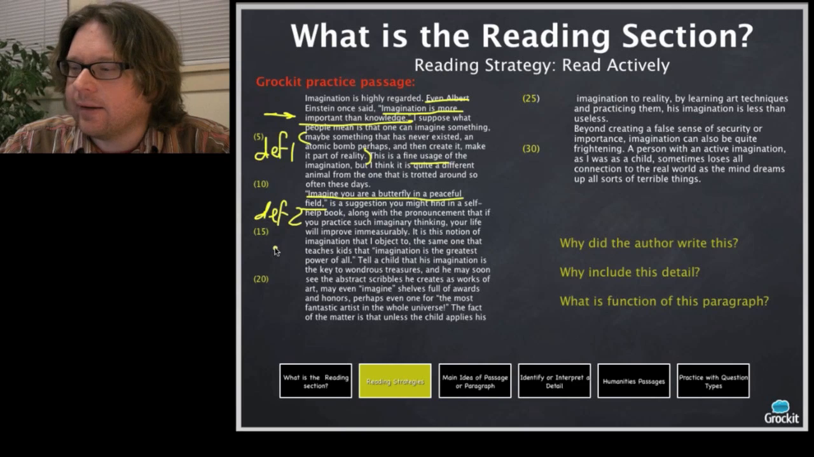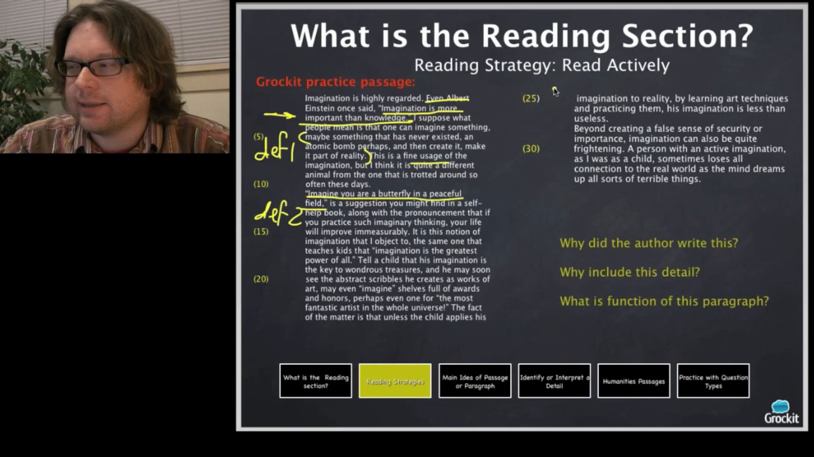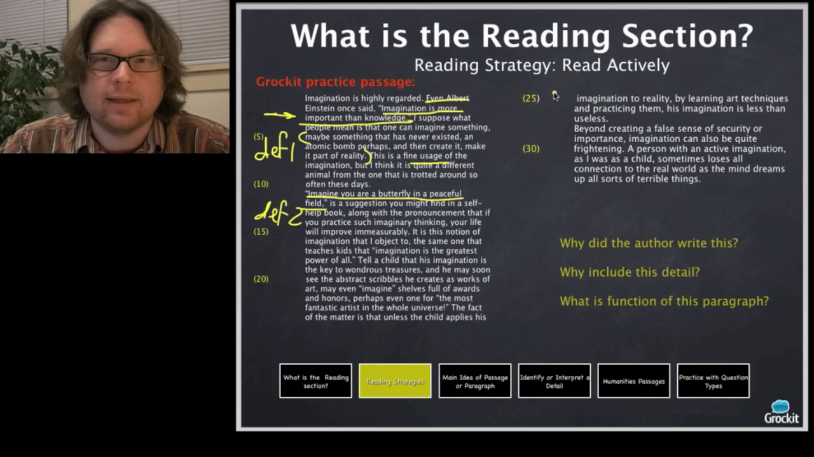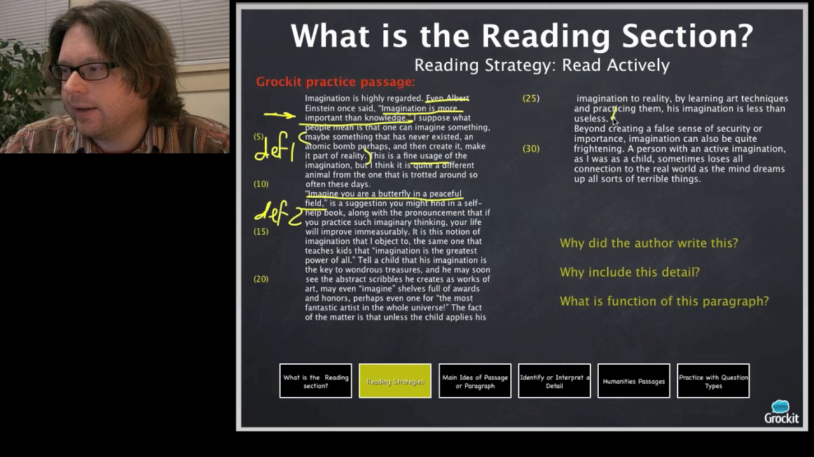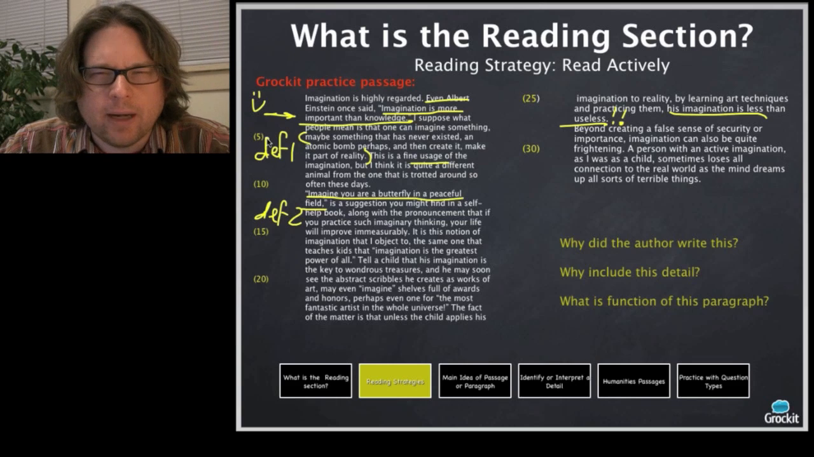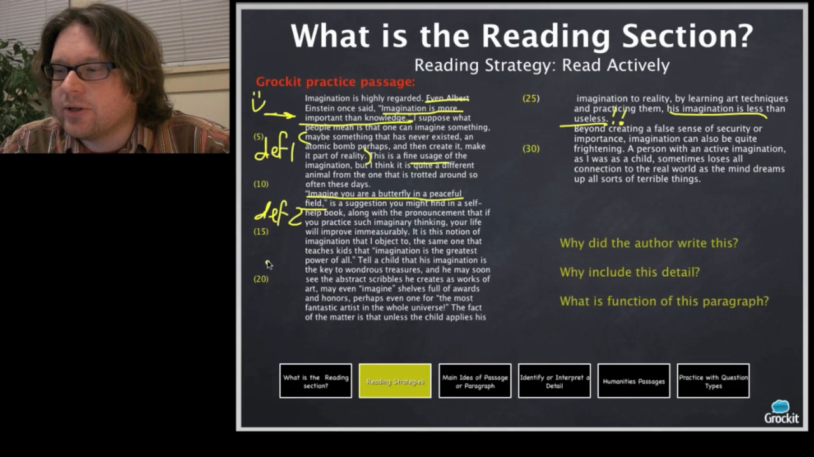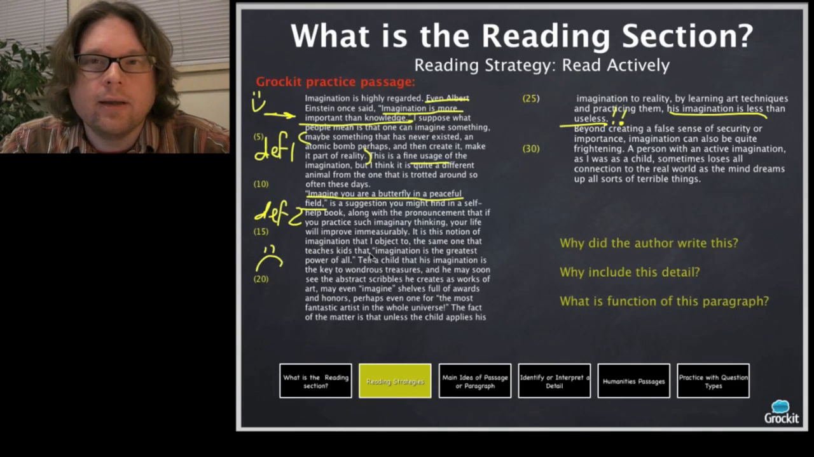The fact of the matter is that unless the child applies his imagination to reality by learning art techniques and practicing them, his imagination is less than useless. Oh my gosh, exclamation point, exclamation point. If the pen works, there we go. Okay, so this is definition number 2. Definition number 1 of imagination was a good one, where we are inventing atomic bombs. I'm not sure that's as awesome as the author maybe intended, but we're taking things that we think could be and making them reality. Definition number 2 is a frowny one.